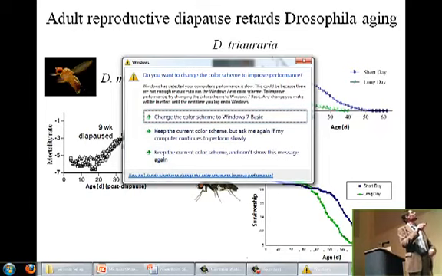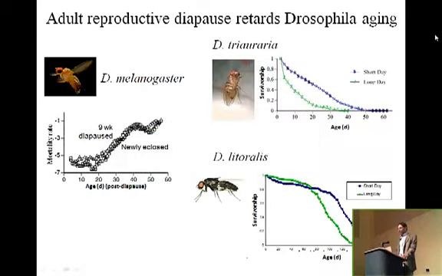These are other species, Drosophila triauraria from Japan, Drosophila littoralis from Northern Europe. These are just photoperiod-induced diapause. And when we induce diapause, we get the blue line relative to the green. And to some extent, this also slows their aging. So diapause is sufficient to slow aging in Drosophilids.